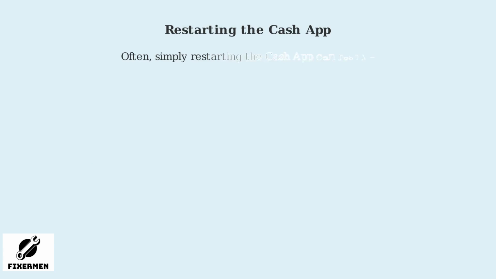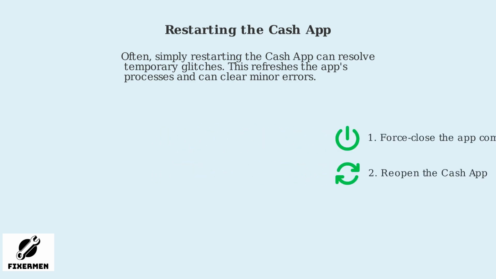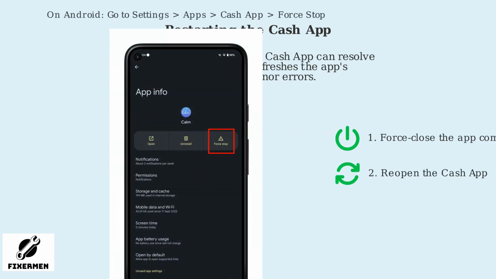Restarting the Cash App is often the simplest fix for temporary glitches causing error 400. By force closing the app completely, you refresh its processes and clear minor errors that may have occurred. Here's how to restart the app in 2 simple steps. First, force close the Cash App completely.